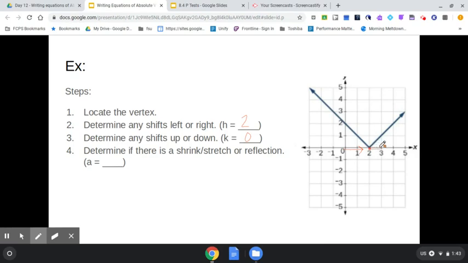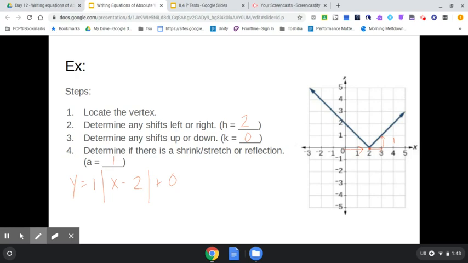To determine if there's a shrink or a stretch, you're always going to move from the vertex right 1 unit. And then the vertical change is going to allow you to see the value for a. So that vertical change here is 1. So my a value is 1. Plugging those values into our equation, we have y equals a, so 1, times the absolute value of x minus h, which is 2, plus k, which is 0.